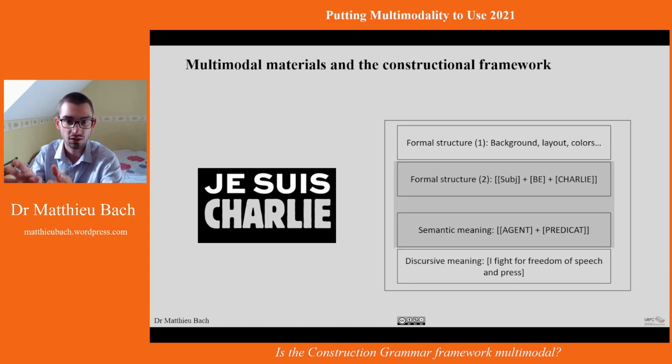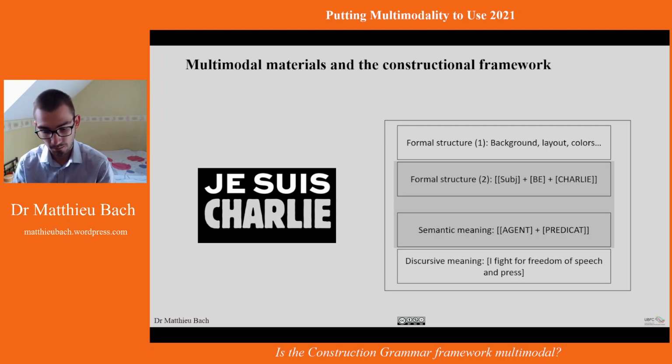Formal structure is subject and be and Charlie. Then semantic meaning is agent and predicate, and they generate the information. Then I had two layers. The first one is the formal structure from a multimodal perspective with background information, layout, kind of colors. And you know that Je suis Charlie only functions well when you have the Je suis Charlie in white color and the background with black color. So the color does generate a piece of information.